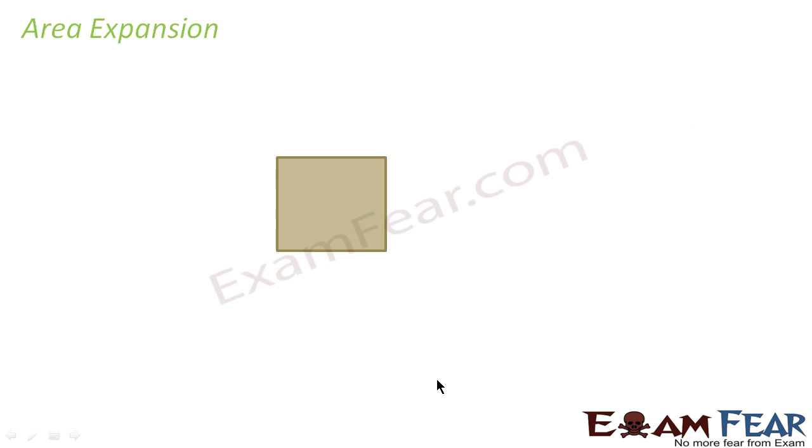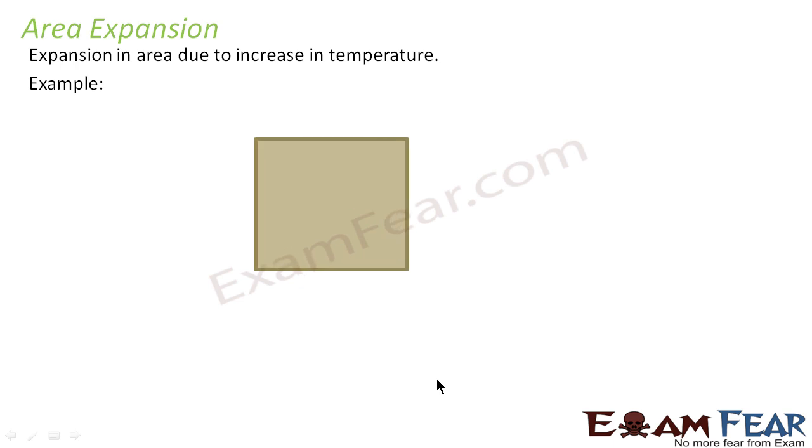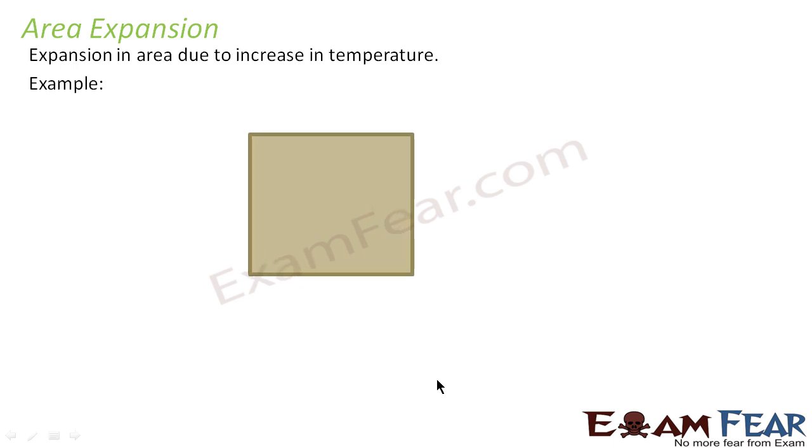So what is area expansion? On very similar lines, area expansion is increase in area due to increase in temperature, that is expansion in area due to increase in temperature. Let us suppose you have something like a metal plate, as you can see here. When you heat it, it increases in its area. If you observe carefully, here you can see that there is an increase both lengthwise as well as widthwise. So there is effectively an increase in area. So this is known as area expansion.